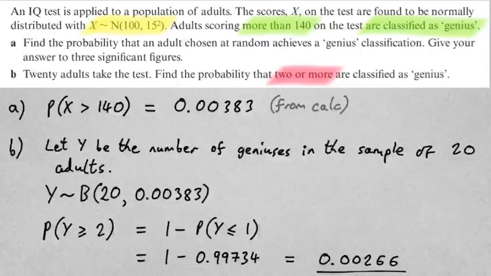Now I haven't gone through all the different details, for example, of how to use the calculator for those various sections. The point of this video is about the structure of this question, which is why binomial can emerge from a question that's fundamentally about the normal distribution.